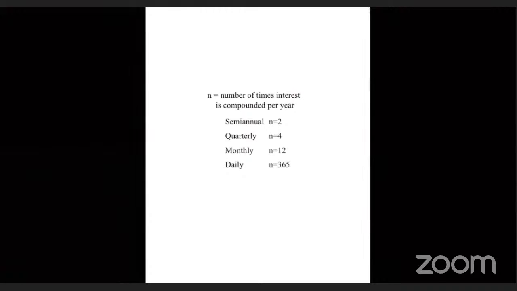N represents the number of times you compound per year, but a lot of times they'll give that to you as words. And so these are the words that you want to be able to recognize. If they use the word semi-annual, that means you would be putting in an N value of 2. If they give you a number of times as quarterly, you'd be putting in an N value of 4. Monthly means N equals 12, and daily is N equals 365.